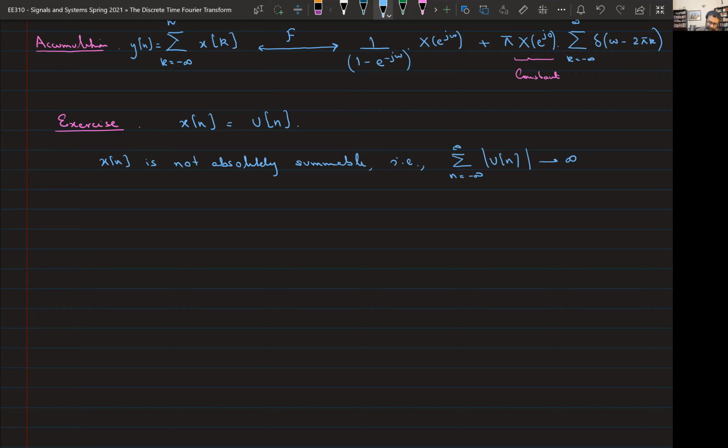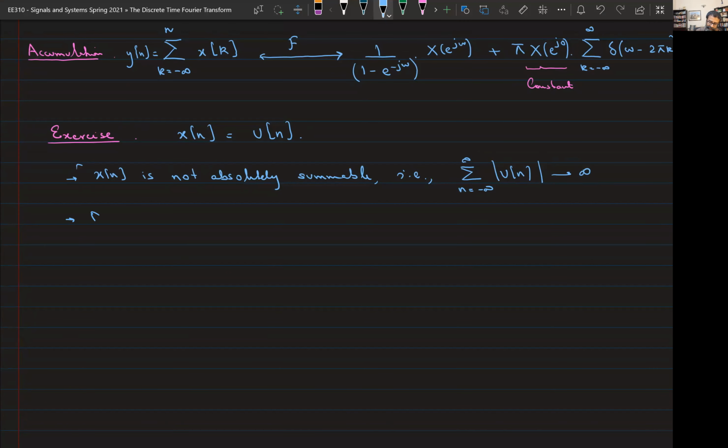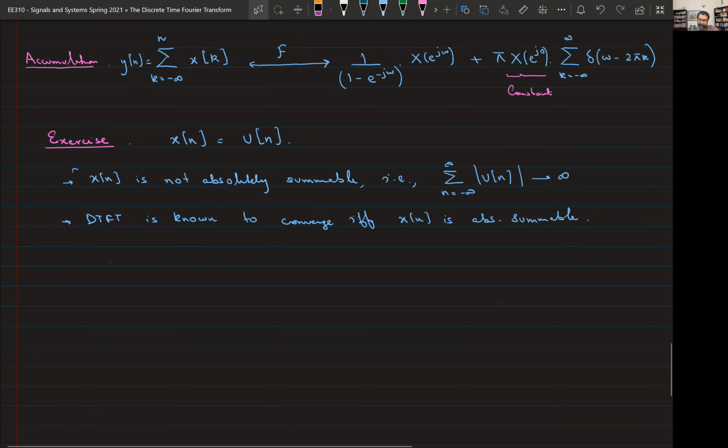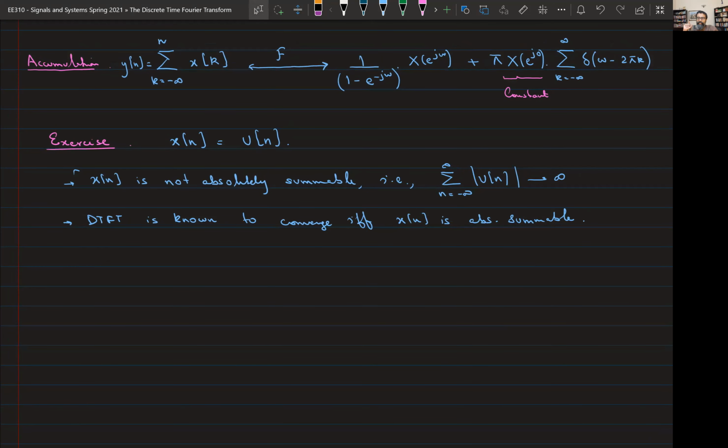And we know that the Fourier transform, the DTFT, is known to converge if and only if x of n is absolutely summable, but u of n is not absolutely summable. But we can still determine the Fourier transform in terms of the delta function, as we're going to see.